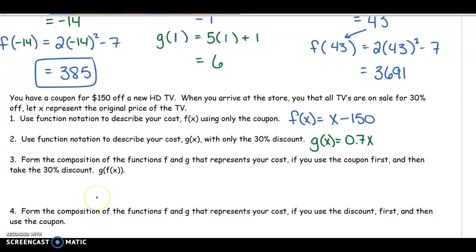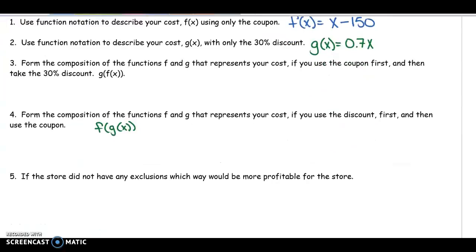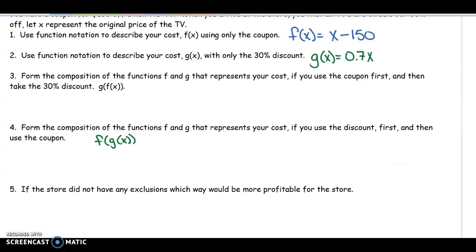Number 3 is basically asking you to take those two functions and do g of f of x. Use your $150 off coupon first, then take 70% off of that total. Number 4 is asking you to do the reverse, f of g of x, to see which one is actually the better deal. And in your assignment, you're going to be asked to do this.